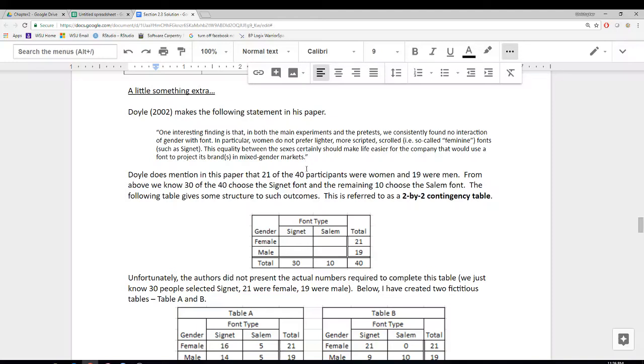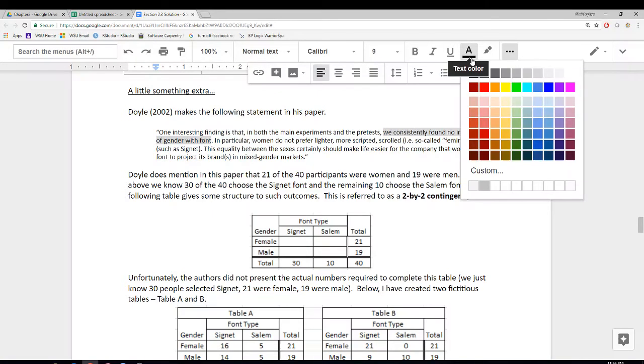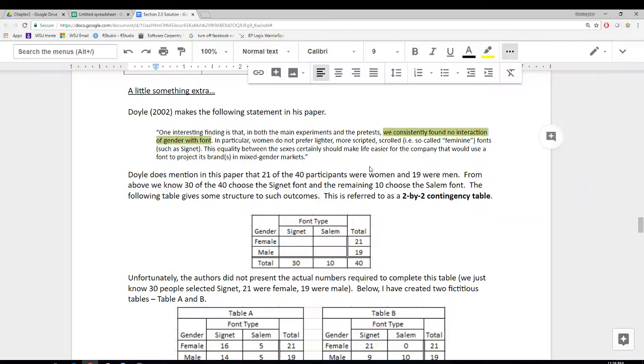In particular, women do not prefer lighter, more scripted, scrolled, or so-called feminine fonts, such as Signet. This equality between sexes certainly makes life easier for the company that would use a font to project its brand in mixed gender markets." Let's talk about what they mean by no interaction of gender with font. That's a very statistical phrase, a common one that we would use as statisticians. So what do we mean by that?